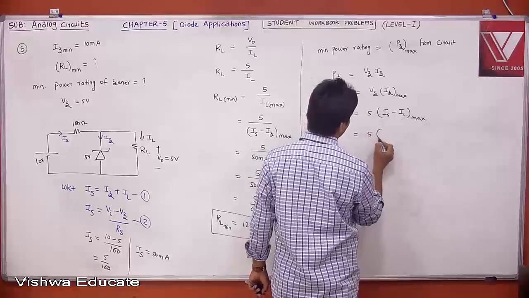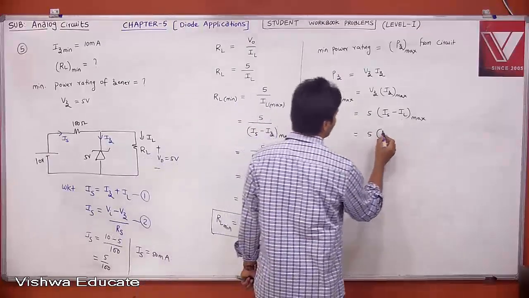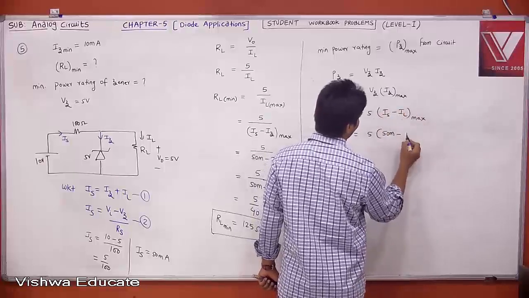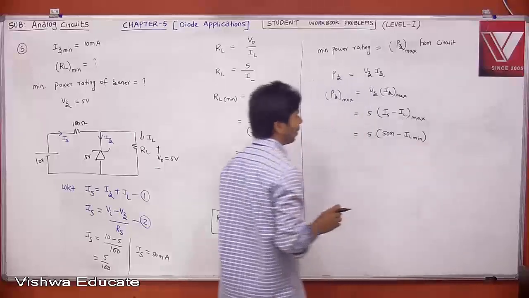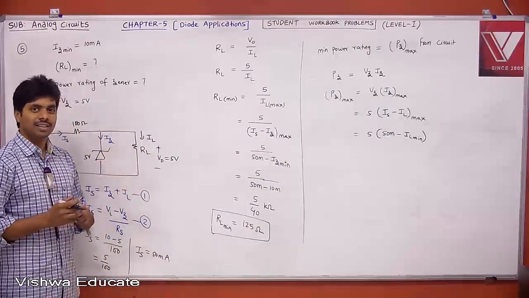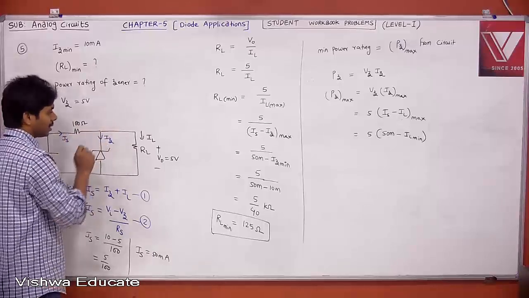Therefore tell me, 5. Your IS is constant because your VS is constant. What is IS? We already calculated 50 milliampere. Therefore, this is 50 milliampere minus IL. When is this maximum? When IL is minimum. When you get IL minimum, what is your minimum load current if there is no load? Very simple. You remember I told you IS is equal to IZ plus IL, right?